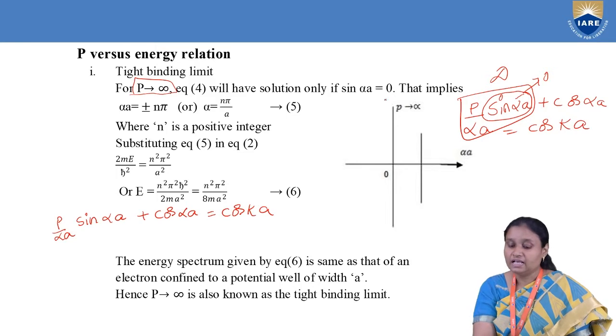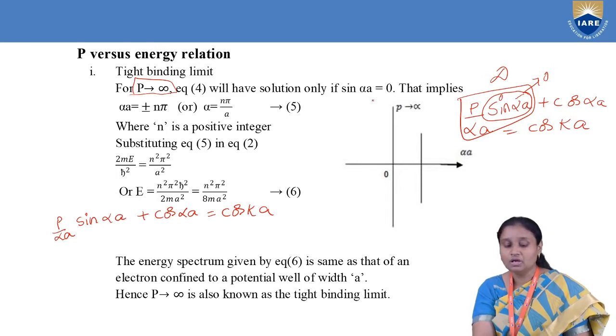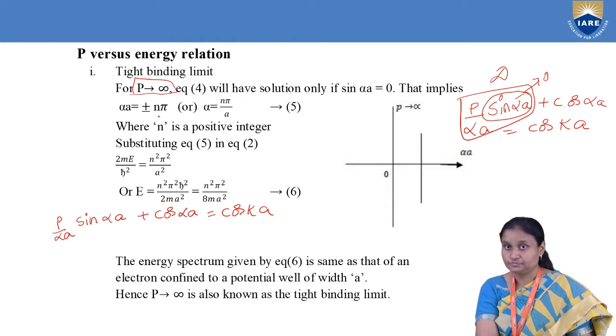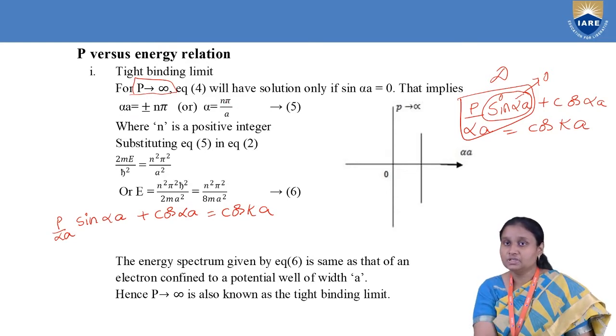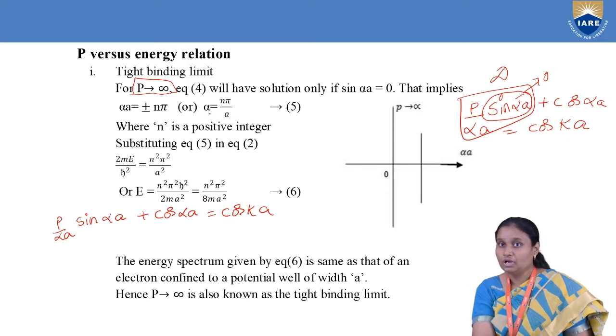What do you mean by sine alpha A being 0? For which values of alpha A will sine alpha A be equal to 0? Alpha A is equal to plus or minus n pi, where n is a positive integer. Now from this, what is our alpha? Alpha comes out to be n pi by A. What is A? A is our interionic spacing.